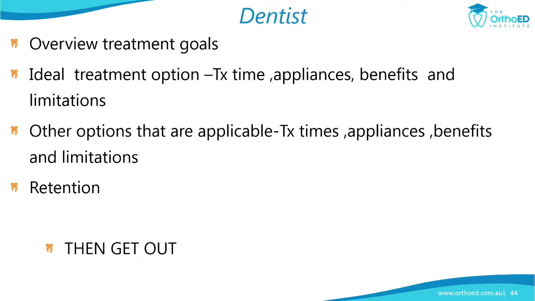So, to recap, in that new patient exam, after you've done it all, you need to overview the treatment goals. It's really important. You've got to provide the patient or parent with the ideal treatment option, the treatment time, the type of appliances, the benefits of treatment, and also the limitations of treatment. And then you've got to look at the other options that are applicable. And once again, you're going to go through the treatment times, the appliances, the benefits, and the limitations.